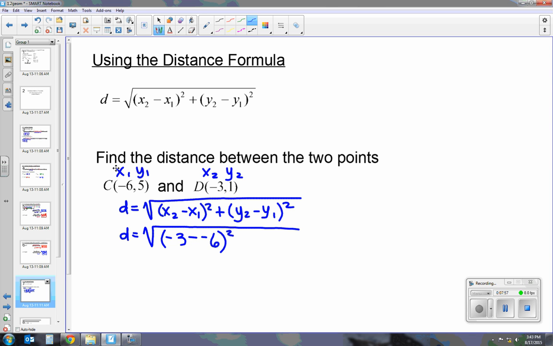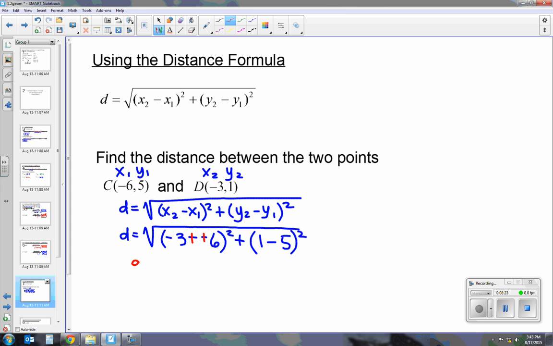Then I'm going to do squared plus parentheses. Y sub 2 is 1. Then I put minus, because that's a part of the formula, y sub 1, which is 5. And then I put squared. Now I can start to simplify. Now if I look inside of here, I see a negative and a negative together. And when I have two negatives together, that becomes a positive. So I can change that into a positive.